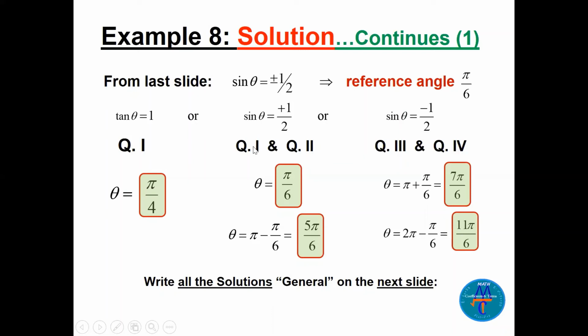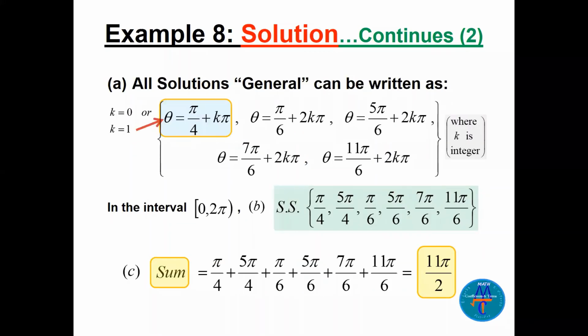So let's find the angle in each quadrant where sine of theta is plus half. The value here is half, which means theta will be pi over 6. In quadrant 2, it will be pi minus the reference, which is pi minus pi over 6, 5 pi over 6. The reference is also pi over 6. In quadrant 3, it will be pi plus pi over 6, which is 7 pi over 6. And in quadrant 4, it will be 2 pi minus pi over 6.